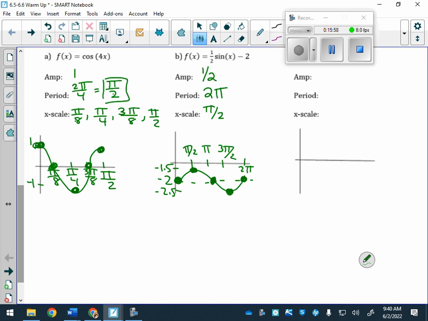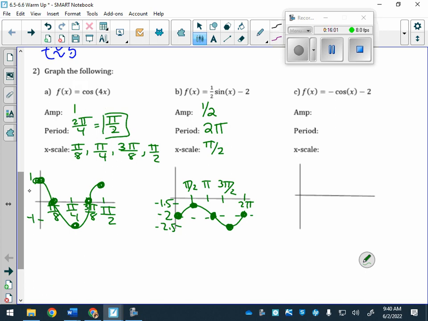And for the last one, what is our amplitude? 1, but what's the deal? What's happening? It's reflected because it's negative. What is the period? 2 pi, x goes pi over 2. What is my midline? -2. What is my highest value? Lowest?